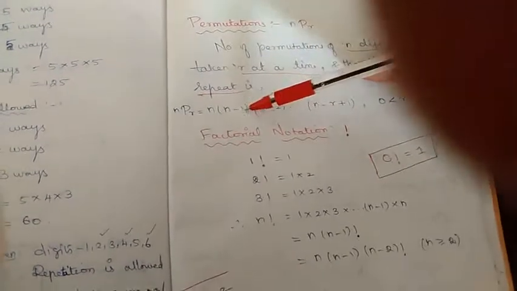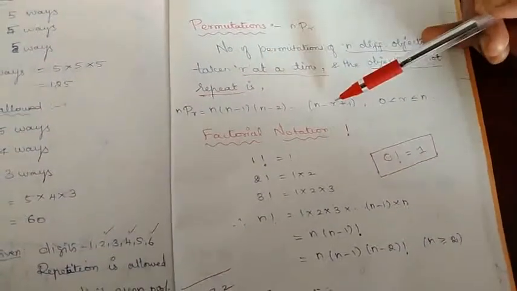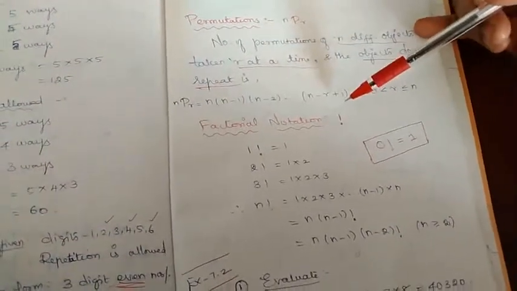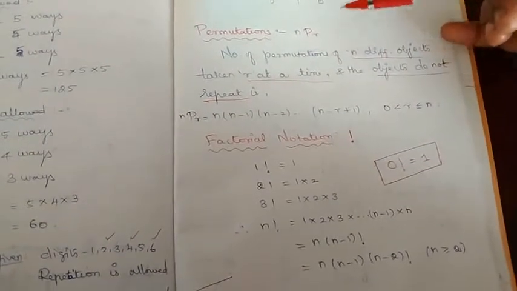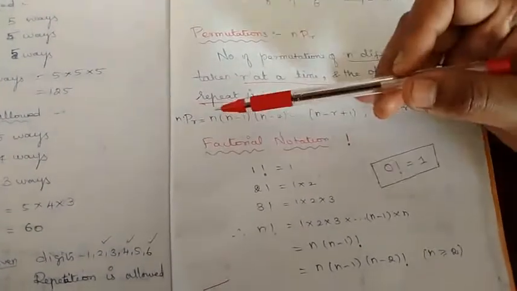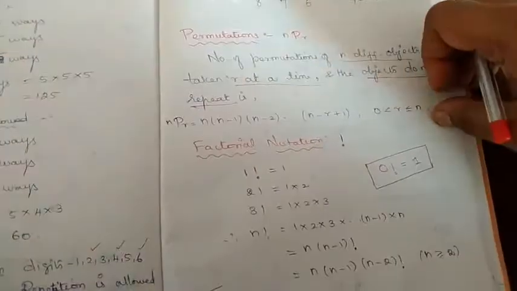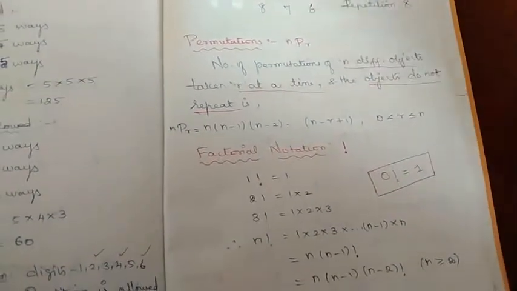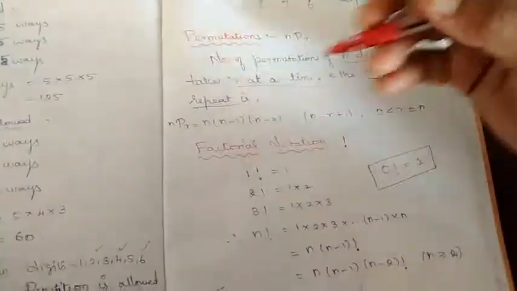Because for the second event we have n minus 1, third event n minus 2, so for the last event n minus r plus 1, right? So this is the formula for nPr, which means permutation of r objects taken at a time out of n objects. But since this seems to be lengthy, whenever we come across problems where we need to use permutations, every time we cannot write like this.